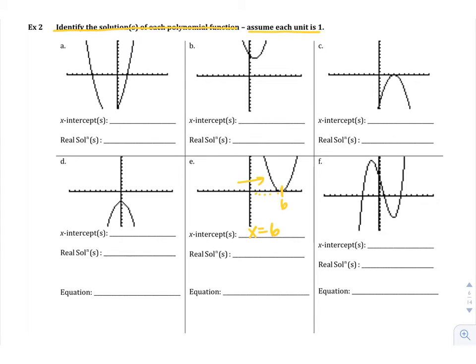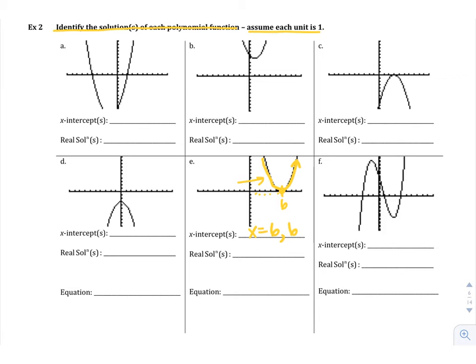Now notice it's called a bounce. What happens is my function comes down, I have one of them, and it goes back up. Some students prefer to write 6 and 6 because they want to make the connection that quadratics, and we know it's a quadratic because it's the shape of a parabola, have 2 solutions.